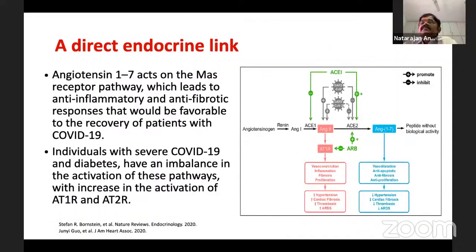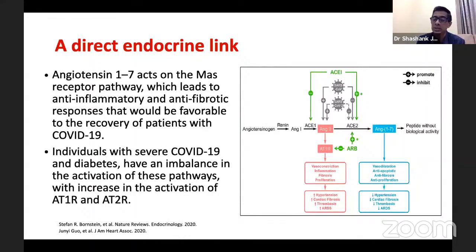There's a direct endocrine link, as I told you. The link pathway is the MAS receptor pathway. And Stefan Bornstein showed this so nicely, that the MAS receptor pathway is mainly linked to angiotensin 1-7. This will lead to an anti-inflammatory, anti-fibrotic response, which allows recovery.